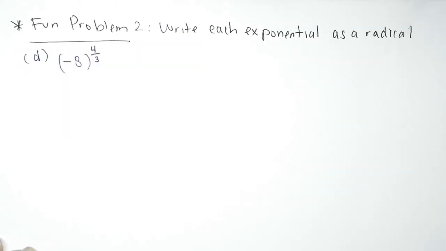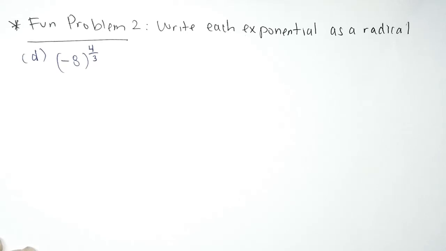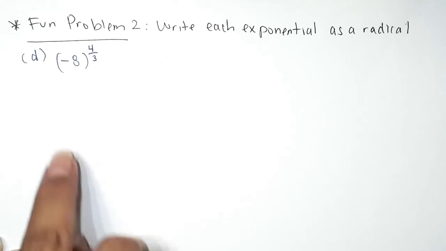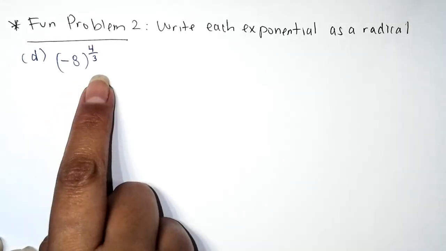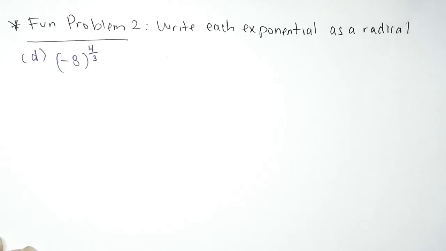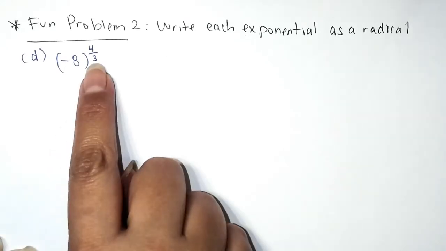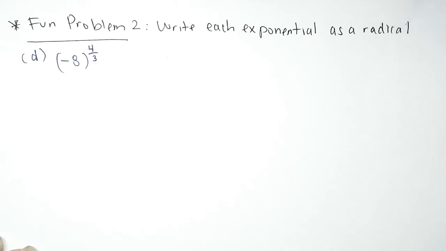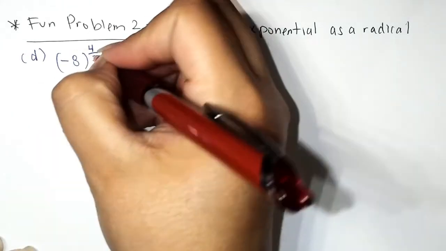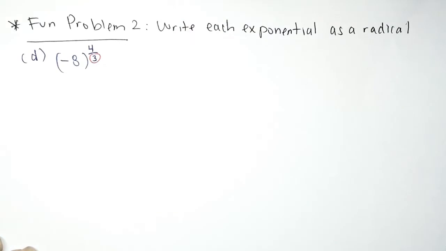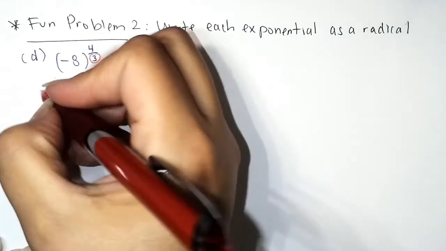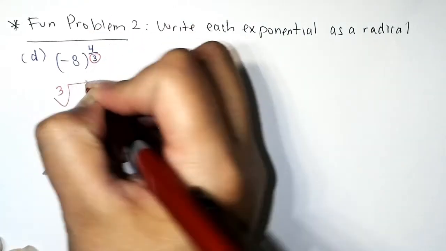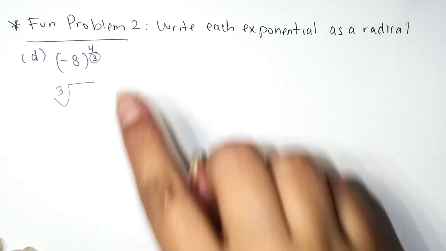Okay, so problem D has been located. A quick reminder of the directions: write each exponential as a radical. So we have an expression with an exponent, and we are asked to write it as a radical. Remember, whenever you have a rational exponent, that is code for hidden radical. So we're going to highlight the denominator. Because the denominator is 3, the index is going to be 3. So we have the cube root of whatever we're left with.